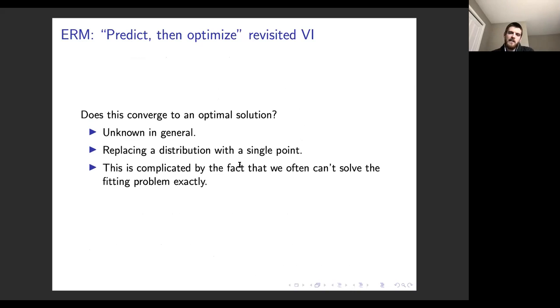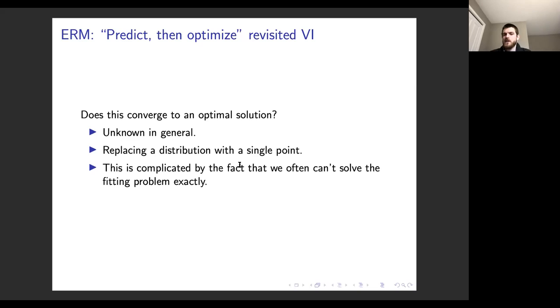And another downside is that at this point, it's kind of unknown whether it converges to an optimal solution. One of the things here is that we're still replacing a distribution with a single point. We're doing it in a more principled way than we were doing before. And I can give you examples where the costs are not linear in the uncertain parameter, and this does converge to an optimal solution. But I can only give you specific examples at this point.